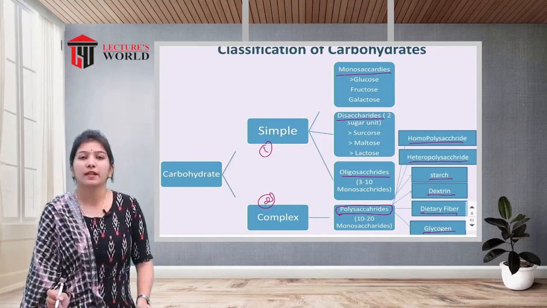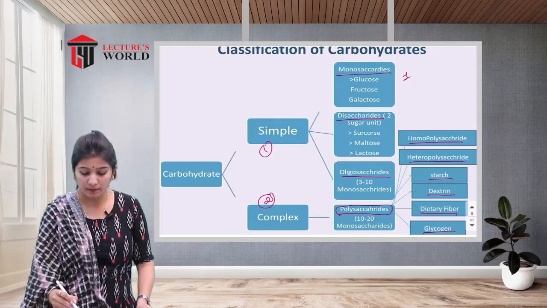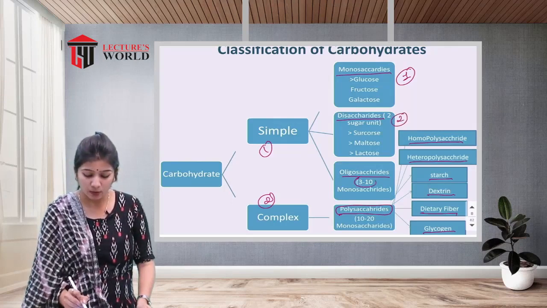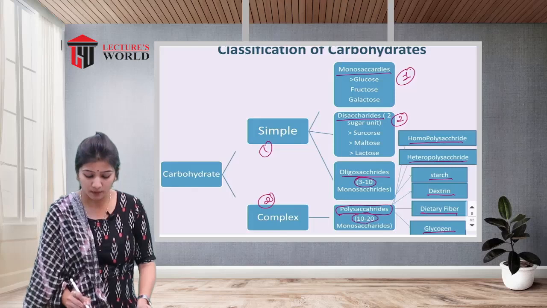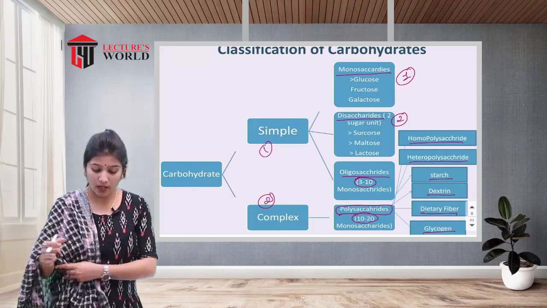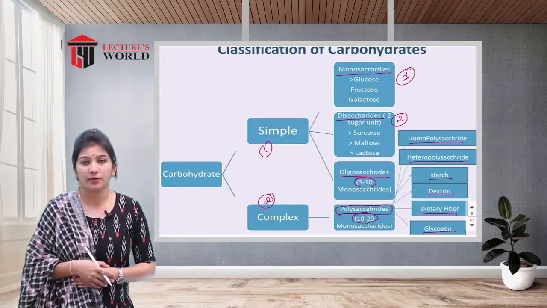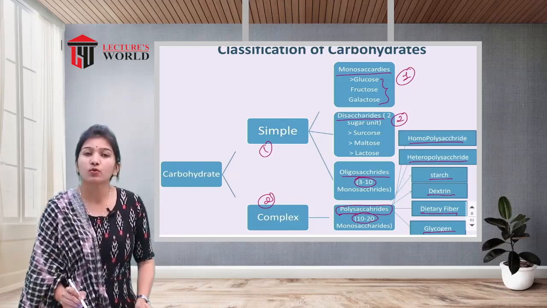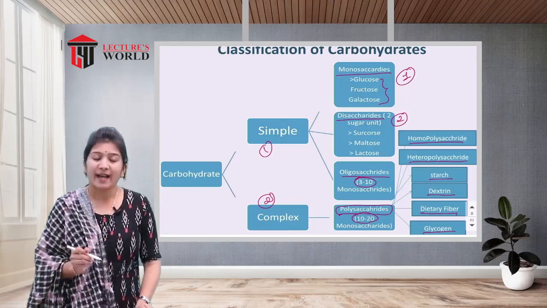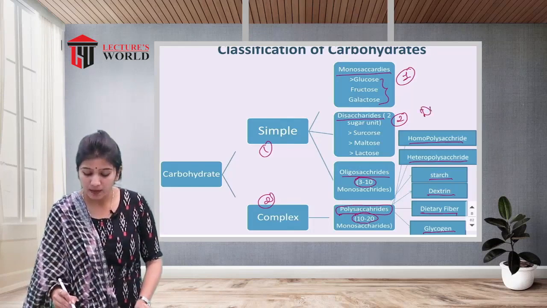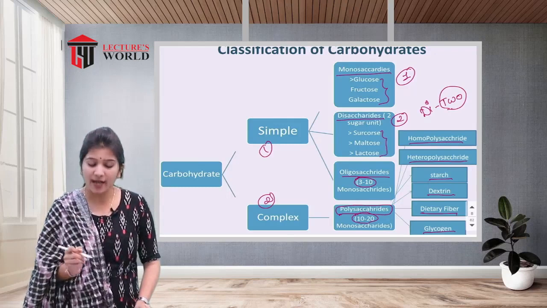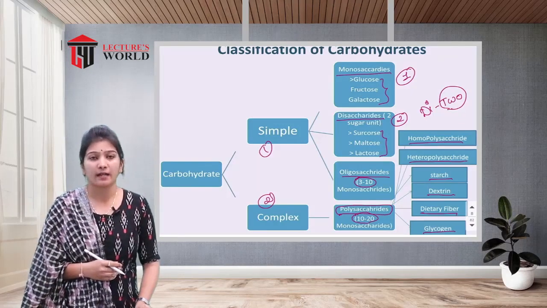So what are monosaccharides? Mono means one, di means two, oligo contains 3 to 10, and poly means many. Monosaccharides have one sugar unit, and the types of monosaccharides are glucose, fructose and galactose. Disaccharides contain two sugar units, and the types of disaccharides are sucrose, maltose and lactose.